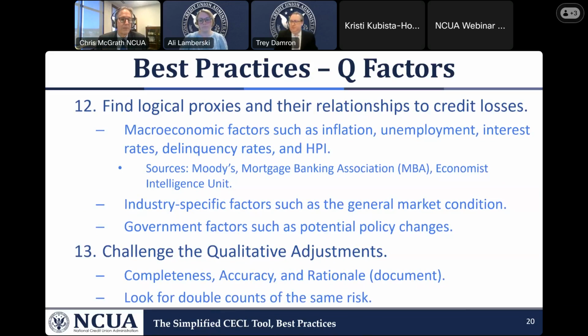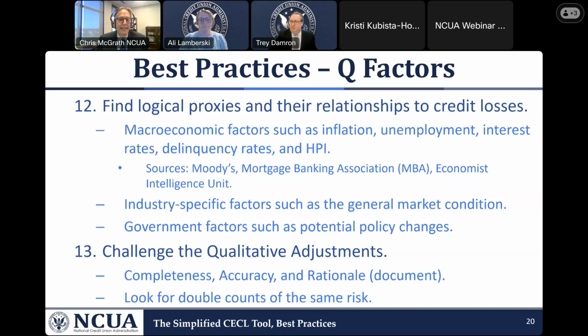Qualitative adjustments. Qualitative adjustments are part art and part science. Finding that logical leading indicator is tough, and it needs constant reassessment. The standard proxies or indicators to look at are the macroeconomic factors such as inflation, unemployment, interest rate, delinquency rates, and the home price index. These can give a general idea of the stability of the economy and the creditworthiness of borrowers into the future.